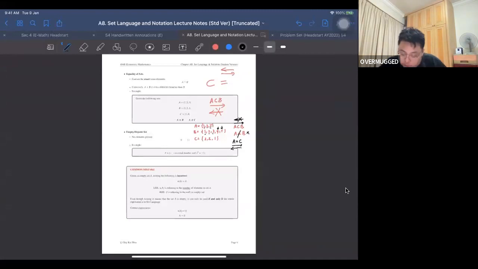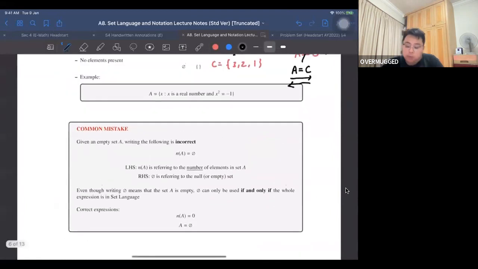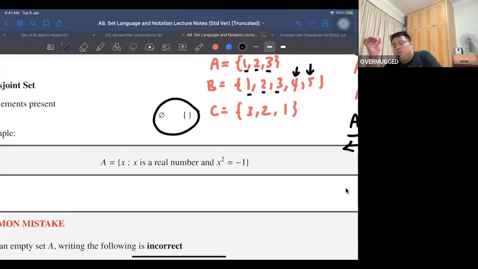Okay, I need to wrap up already. So last thing is the common mistakes here. So remember what I said just now about these notations? These notations here are sets. So you can define sets using these 2 symbols.